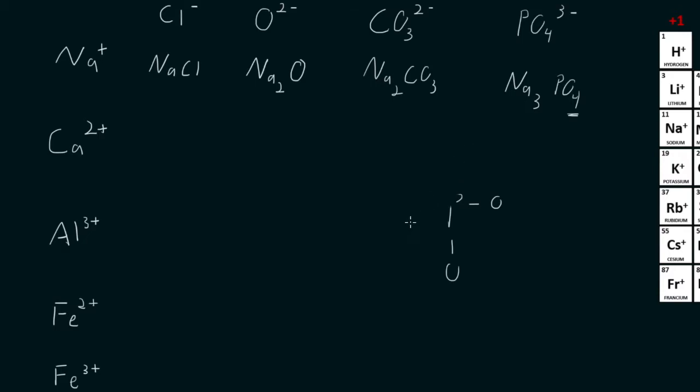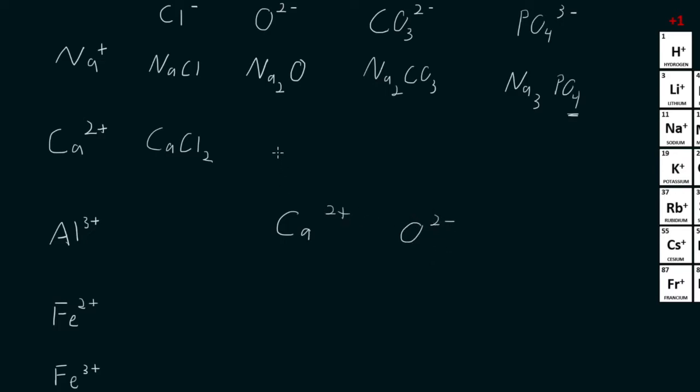Okay? Now what if I increase the positive charge here? What about calcium 2+? Well, now I've got a positive 2 charge, and if I go with chlorine, I need to balance that out with 2 chlorines. So I'd have CaCl2. Calcium and oxygen, well, Ca is a 2+, oxygen is a 2-, so that balances out.